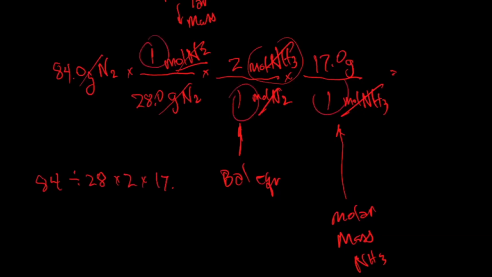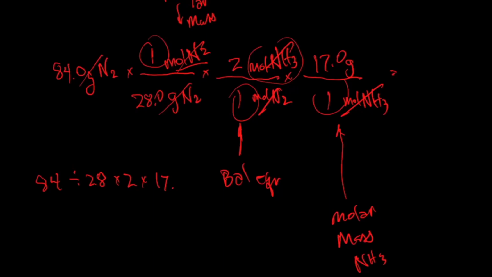Any number multiplied by 1 or divided by 1 doesn't do anything. It gives you the same number. So skip that step. Take 84, divide by 28, multiply by 2, multiply by 17, and you get your answer. You should try that.